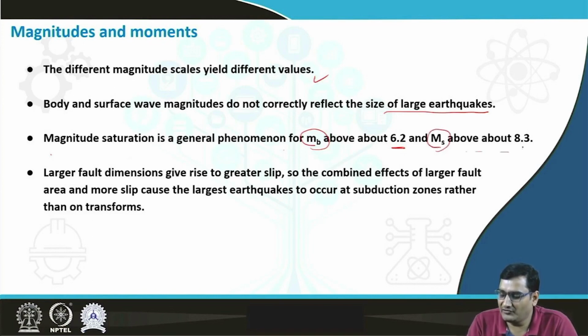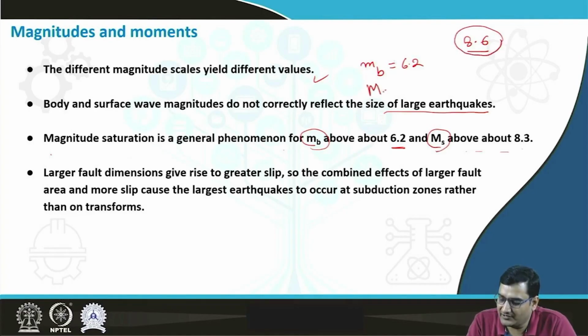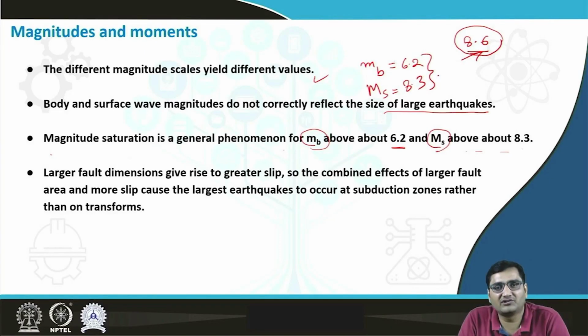If a large earthquake, let's suppose a magnitude 8.6, happens in an area and you calculate the body wave magnitude, since the body wave magnitude gets saturated at 6.2, it will still show you 6.2, although the actual magnitude of the earthquake is 8.6. For the surface wave magnitude scale, the value will saturate at around 8.3, so for this same earthquake it will show 8.3. So these two values, 6.2 and 8.3, are the saturation magnitude points for the body wave and surface wave magnitude scales.